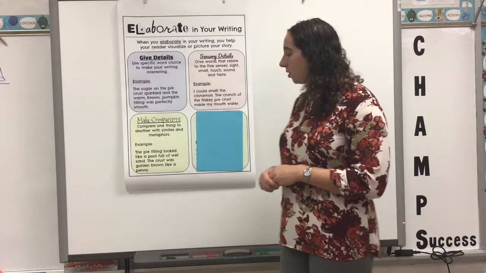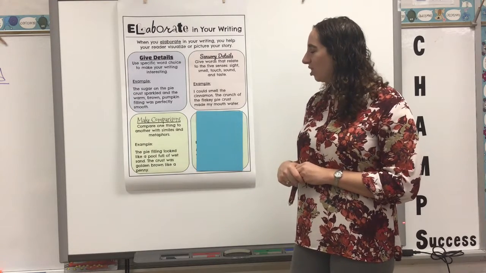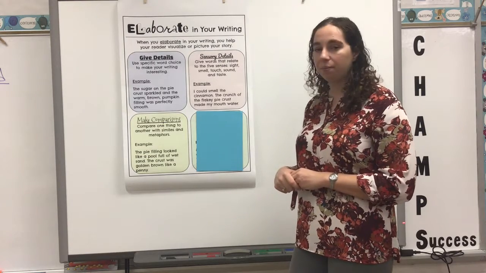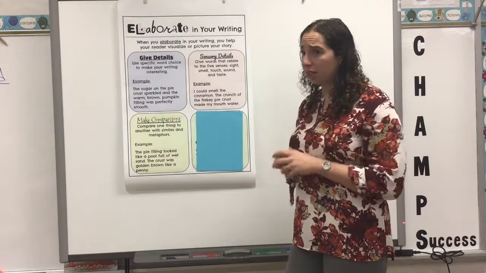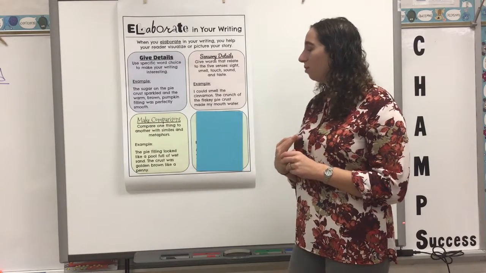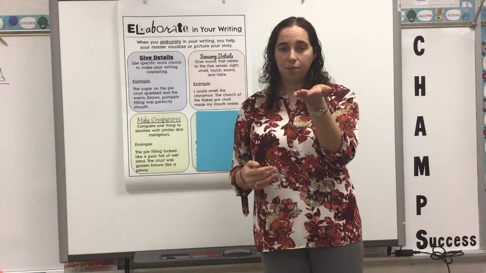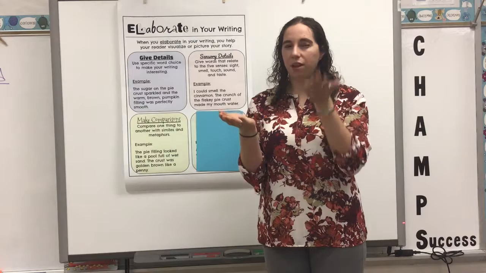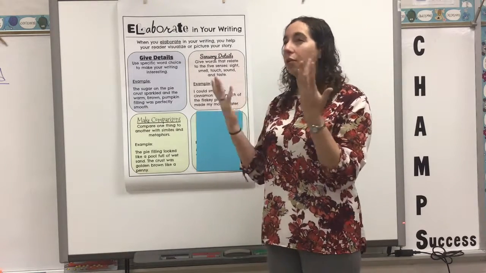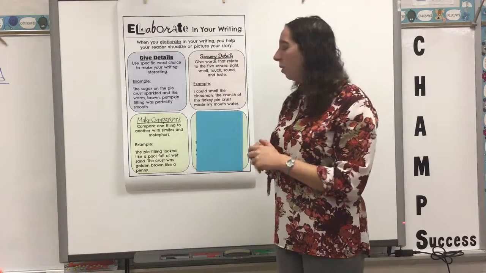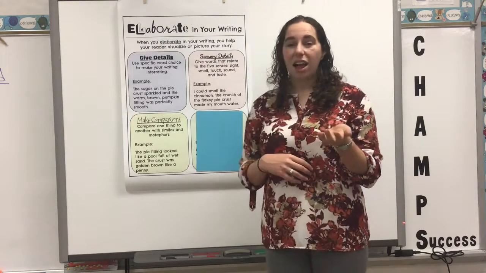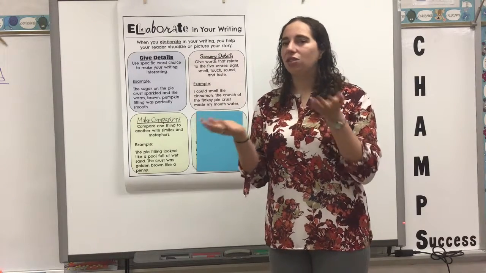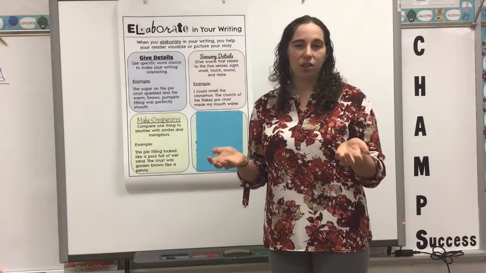So let's look at another example sentence. The pie filling looked like a pool full of wet sand. The crust was golden brown like a penny. All right, so I have 2 sentences here. The first one, the pie filling looked like a pool full of wet sand. So I'm saying the pie filling looked like, there's my word like, a pool full of wet sand. So I'm comparing the filling to sand and kind of picture what that would look like. My second sentence, I'm comparing the crust was like a golden penny. So I'm saying the crust had the color of a penny. So again, using that word like to say what something looks like.